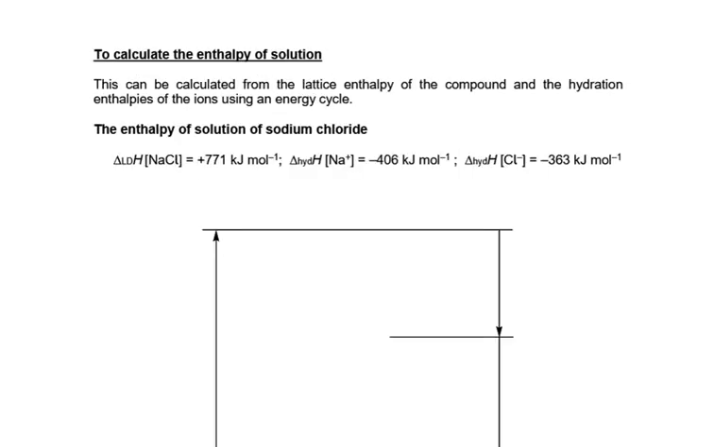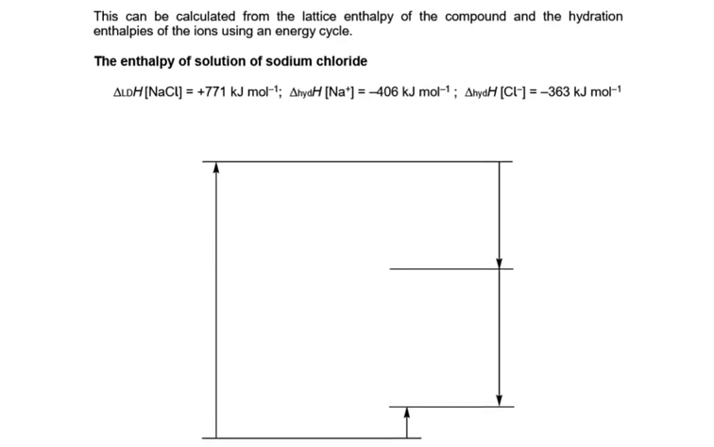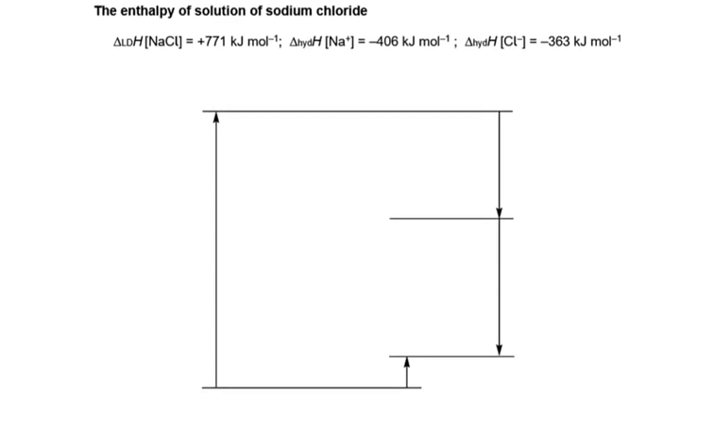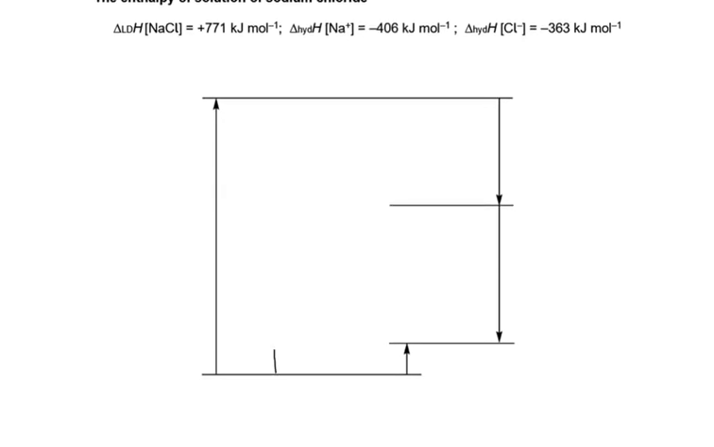It can be calculated from that lattice dissociation value and those hydrations. So we're just expanding on our simple profile that we drew earlier on. We started with our solid down at the bottom here, and the first thing we did was break it up. We did lattice dissociation. So we broke it up, and that's 771.